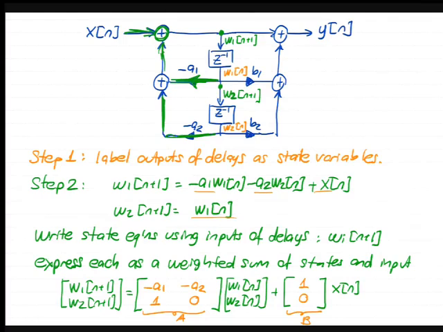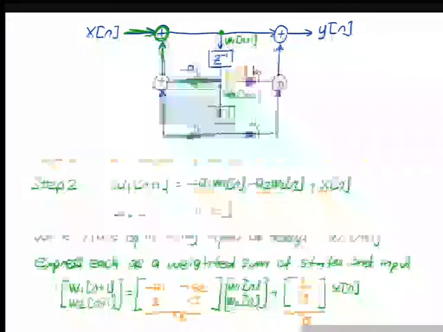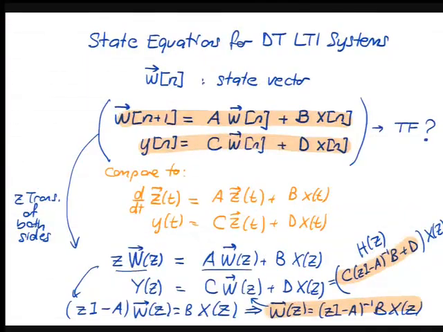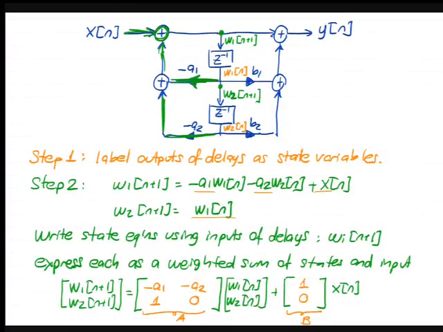So what do you think step 3 would be? Now that I have my A and B, what else do I need to be able to use this formula? I have A, I have B. Well, I need C and D. Where do C and D come from? They come from the output equations. The output needs to be related to the states and the input. So step 3 does just that.